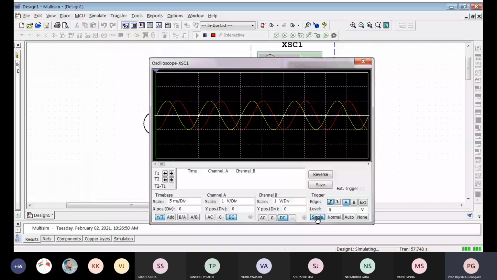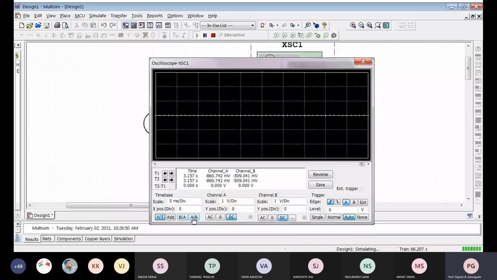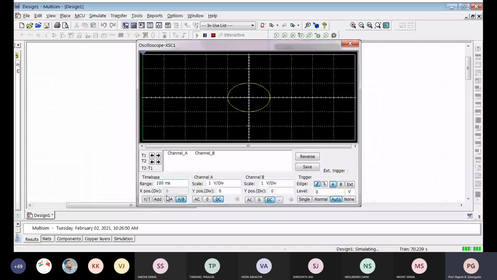So what is that Lissajous pattern? What you do is you simply have A by B. It is not time axis anymore. It is a plot of one waveform with respect to the other. So see what I've done. This is time base. This is A by B. It means that channel A is plotted with respect to channel B. And what do you get?